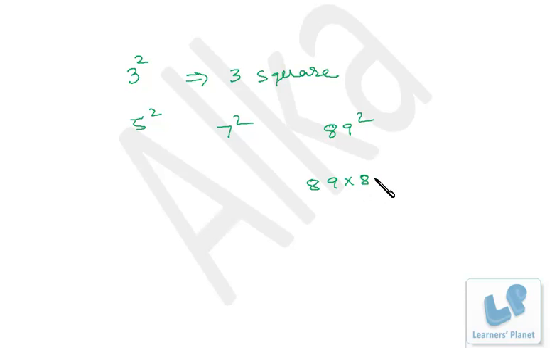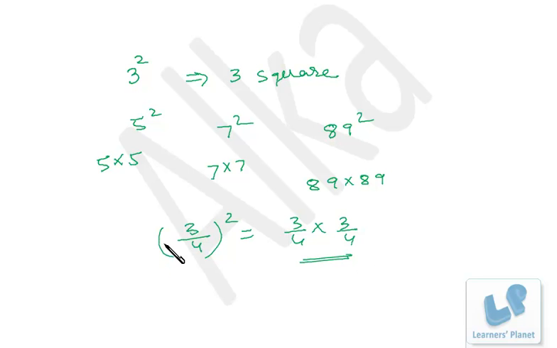Suppose I have any number, maybe 3, right? So 3 raised to 2 is actually 3 square. We read it as 3 square. It's 5 square, it's 7 square, it's 89 square. What does it mean? 89 into 89. 7 into 7. 5 into 5, right? So we call it 5 square, 7 square, 89 square. Maybe this 3 by 4 square. That means 3 by 4 into 3 by 4. Okay? So let's discuss the topic in detail.